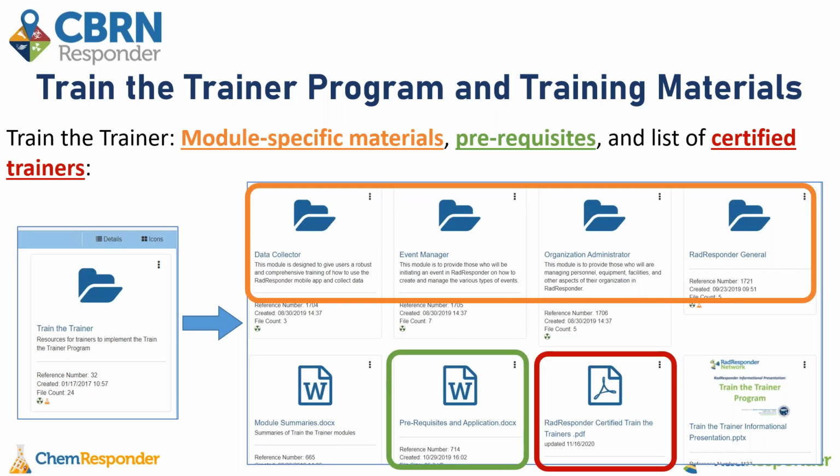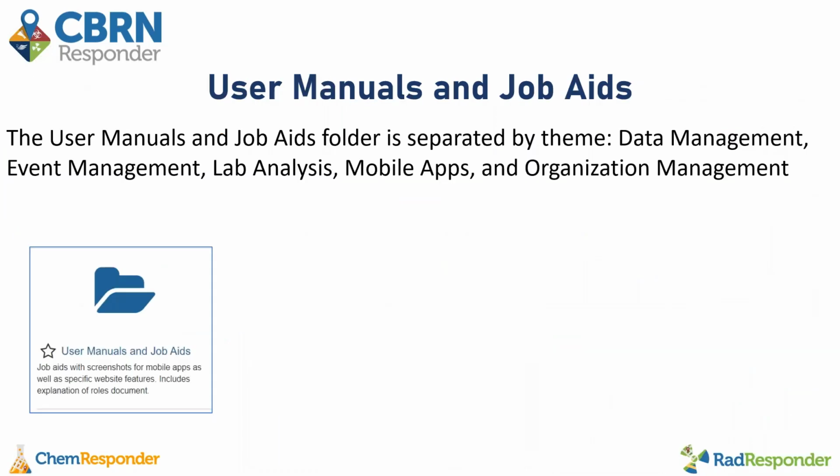In the Train the Trainer folder, you'll see that we have our module-specific materials, the prerequisites, and a list of certified trainers. The user manuals and job aids folder is going to contain probably the most useful information in terms of how to use CBRNResponder.